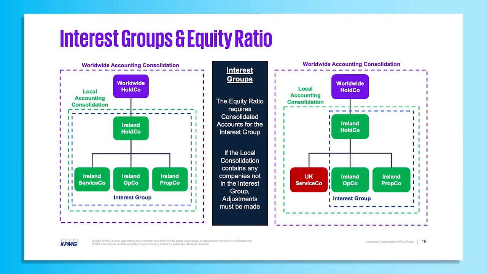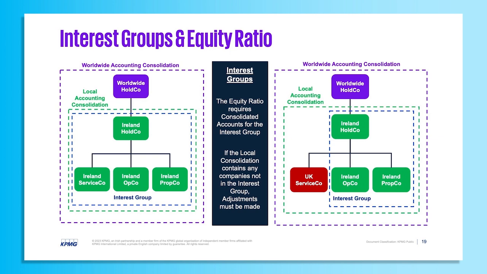This next example is a nice segue from the previous example as it considers the application of an Irish interest group and the equity ratio. On the left of the slide, you will note that the Irish companies in green are part of a local accounting consolidated group, but also have elected to be treated as an Irish interest group for the purpose of ILR. Therefore, the Irish interest group's ratio of equity to total assets is compared with its worldwide group at the level of worldwide holdco to consider if the equity ratio may provide for full group relief.